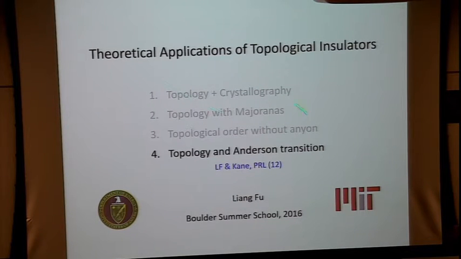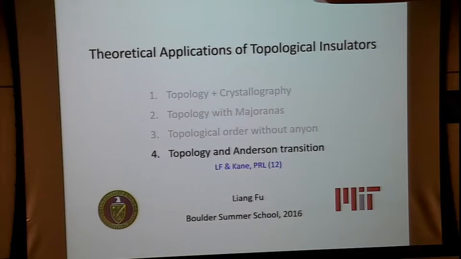Again, in the spirit of discussing theoretical applications of topological insulators, I'll describe how topology impacts our current understanding of the Anderson transition, basically the localization transition in a non-interacting disordered system. And in particular, I'm going to focus on 2 dimensions. This is based on work done with Charlie Kane a few years back.